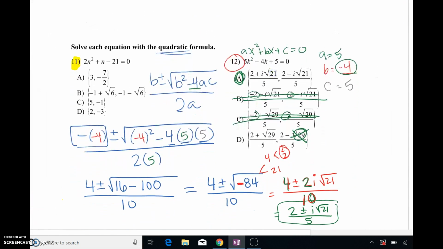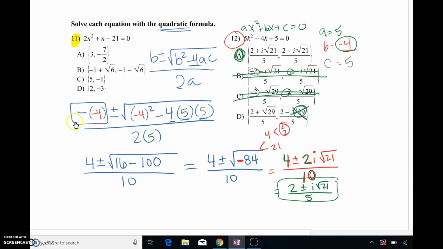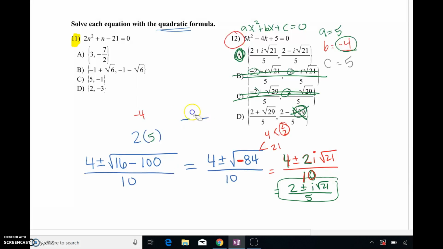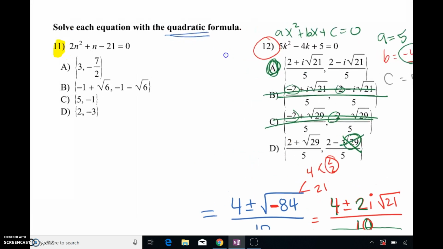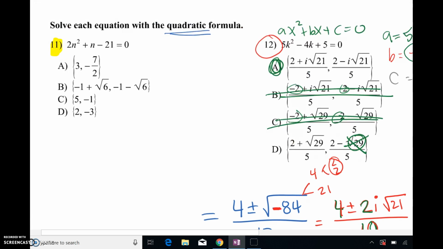All right, when I did number 12 in first period, I used up all this space, basically. So I'm going to go ahead and do 11, but I got to delete all this first. All right, it says solve with the quadratic formula. So what's the quadratic formula?